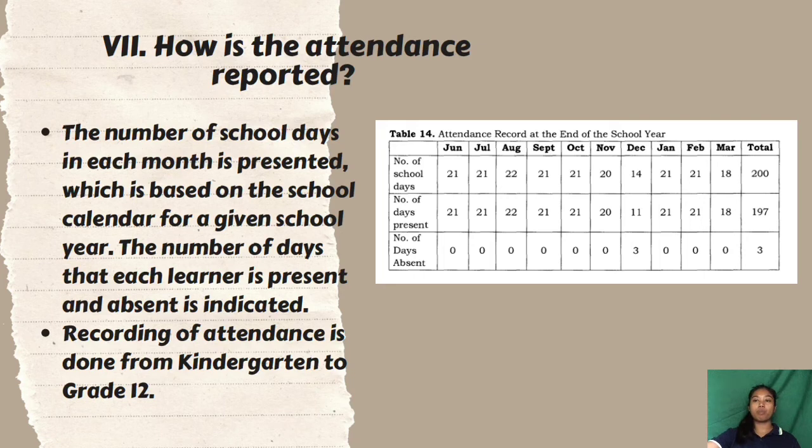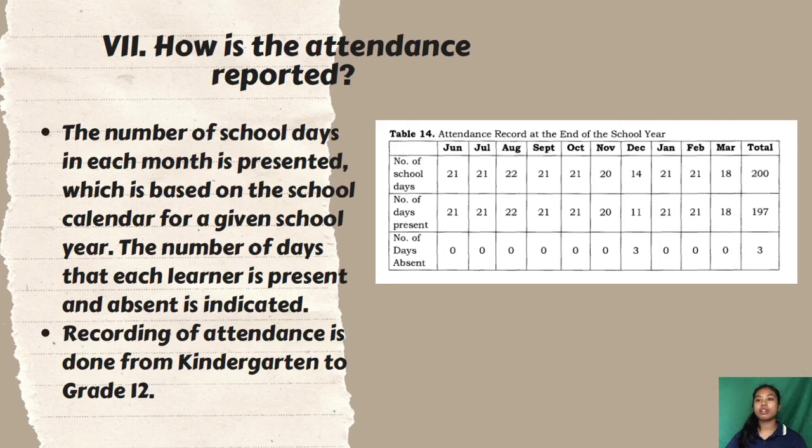How is attendance reported? So it is important for learners to be in school every day. Learners' class attendance shall be recorded by teachers daily. At the end of each quarter, the attendance is reflected on the report card. The number of school days in each month is presented, which is based on the school calendar for a given school year. The number of days that each learner is present and absent is indicated. Recording of attendance is done from kindergarten to grade 12. It also shows how attendance is recorded at the end of the school year.